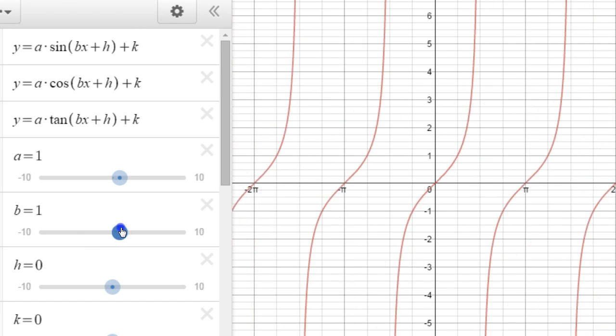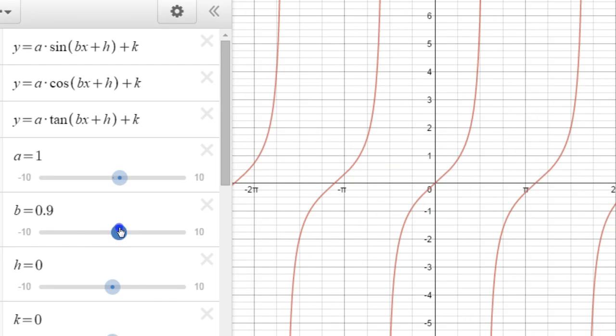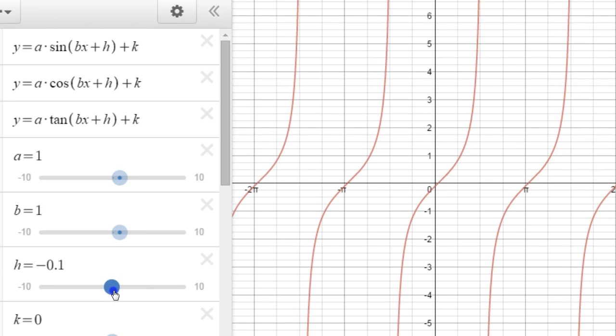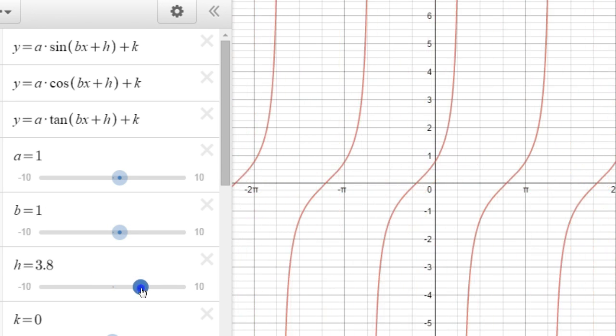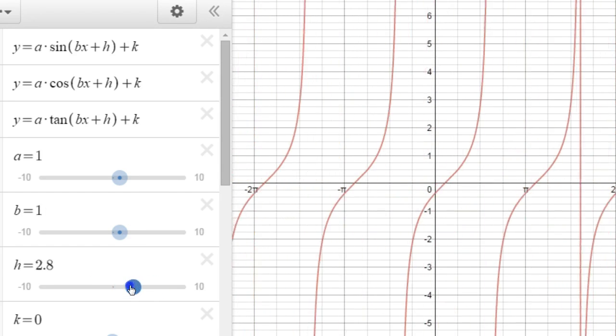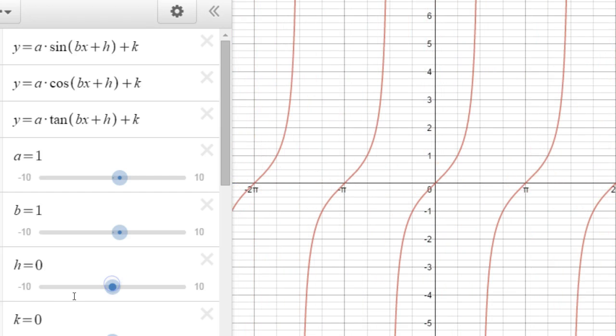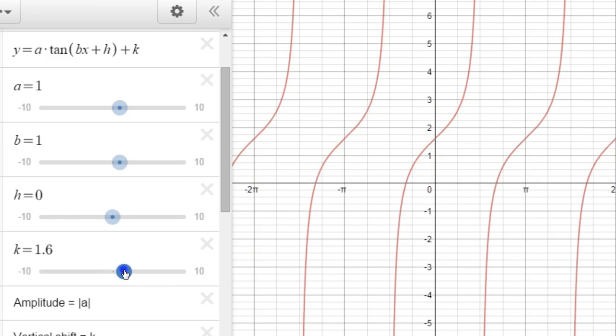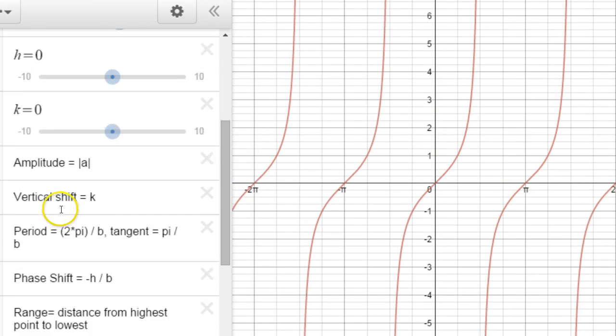Okay, now if I change the a in front, that just changes the stretching of it. B, once again, compresses it, it makes the frequency happen much more. H will move it, giving the illusion of it all moving left. This is kind of cool, it looks like an old-timey picture from back in the day. Alright, and K obviously moves it up and down.